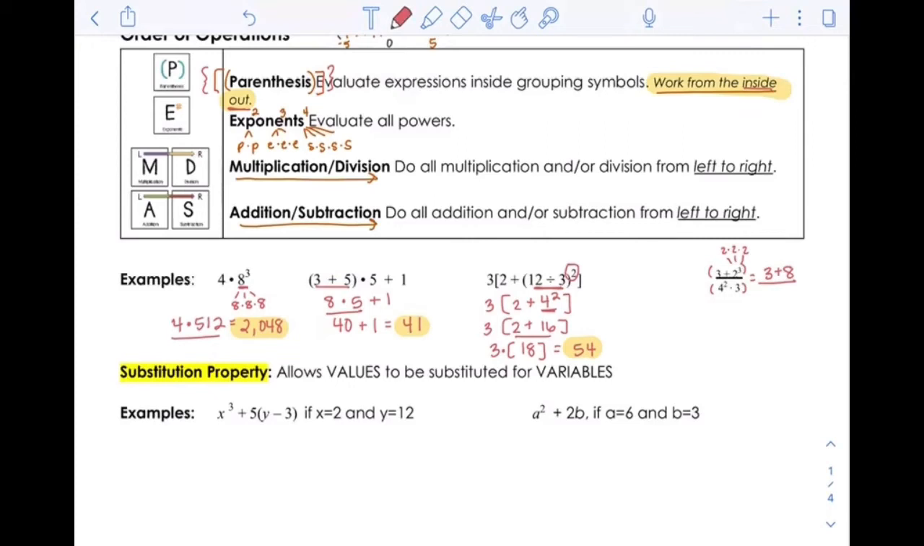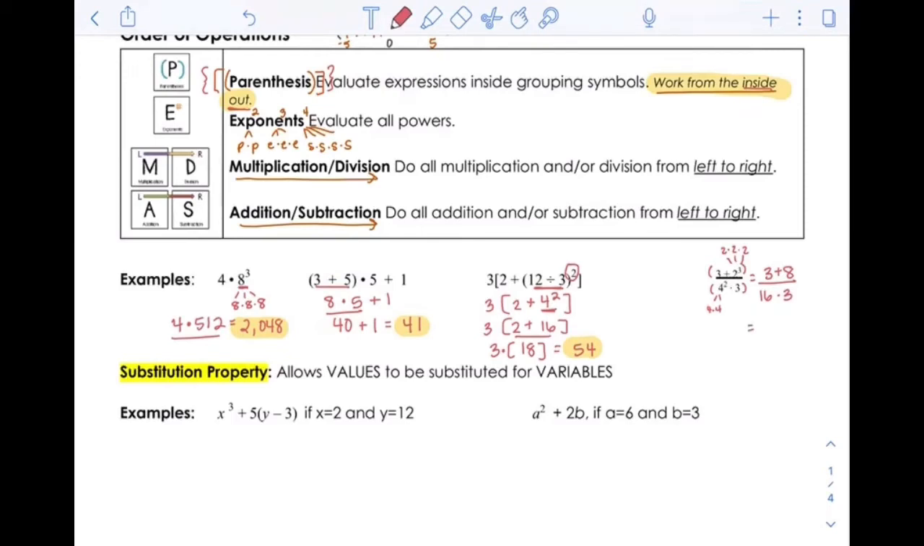Then I'm going to forget about the top and look at the bottom. On the bottom I have 4 squared times 3. So I have an exponent and I have multiplication. Exponents come first. 4 squared means I have 4 times 4. 4 times 4 is 16, times 3.